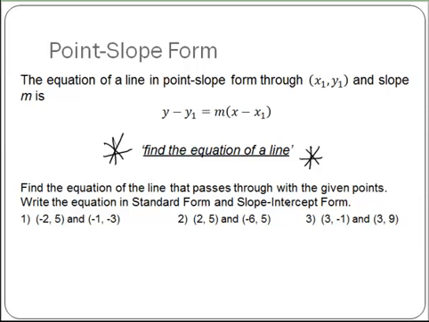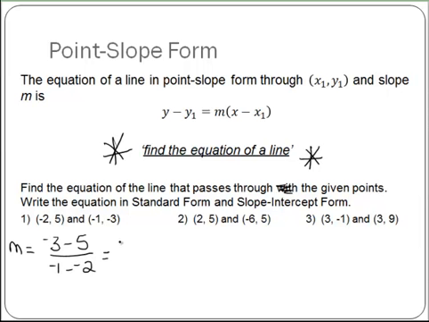Find the equation of the line that passes through the given points. Write the equation in standard form and slope-intercept form. We may need a little more room on this page, but let's see how we do. So before we can use this formula, we need to find the slope of these 2 points, or the line that connects them. So slope is equal to y2 minus y1 over x2 minus x1.